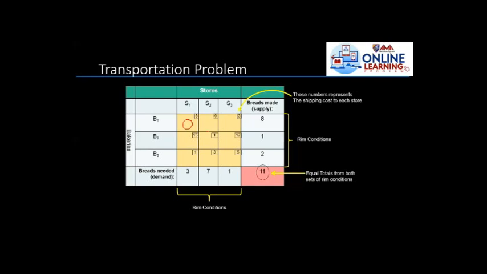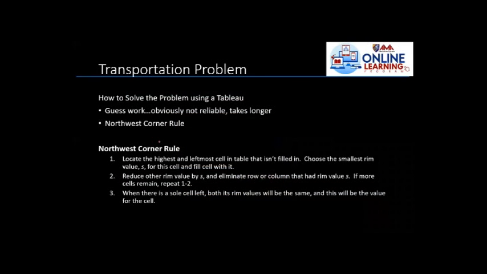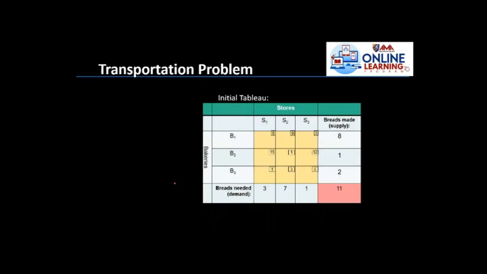Ano naman tong nasa loob? Ito yung ilang breads ang i-deliver ng bakery towards the store. So, ilan ang kukunin ni store 1 kay bakery 1 or kay bakery 2, so on and so forth. So, gagamitin natin yung northwest corner rule. Huwag na natin basahin to, medyo mahirap. So, let's take this into action agad.